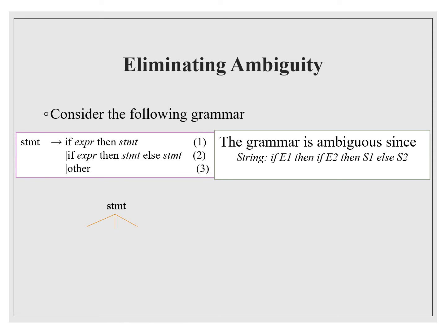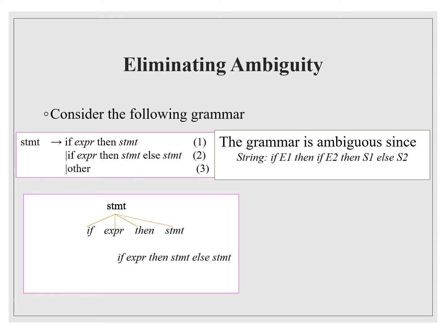So let us consider a parse tree for the string. Look at this. First, the start symbol. So what is the start symbol here? stmt. I'm going to replace this stmt with the first rule, that is if expression then statement. And after that, the statement can be replaced with the second rule, if expression then statement else statement. Now substitute for expression E1, expression E2, statement S1, statement S2. So this is one parse tree.